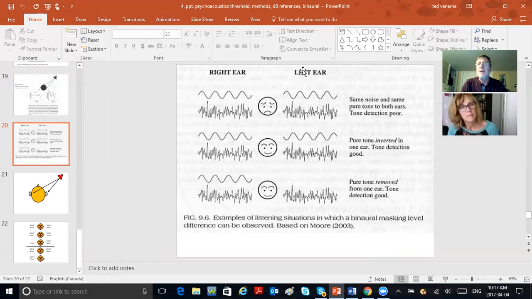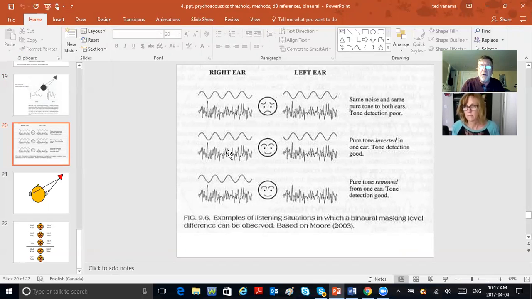Right ear, left ear, signal, a tone you're trying to hear, and noise. Okay, left ear, you're hearing the same signal, the same noise. The guy's unhappy because with the same noise and the same pure tone to both ears, the tone detection is hard. It's hard to do.